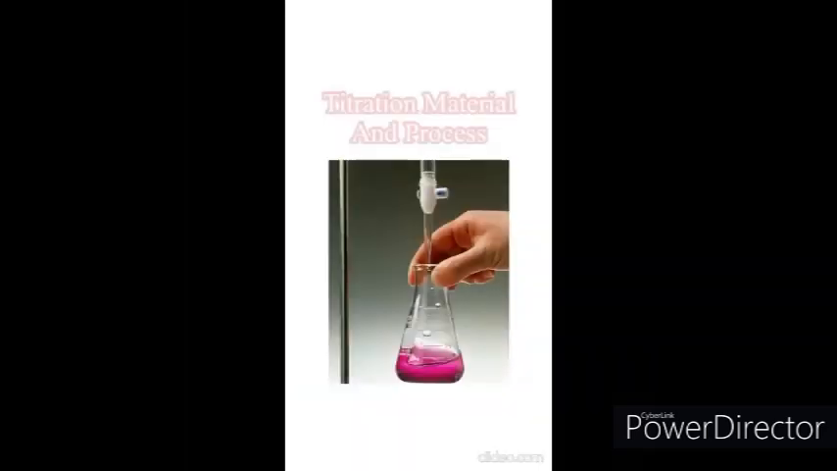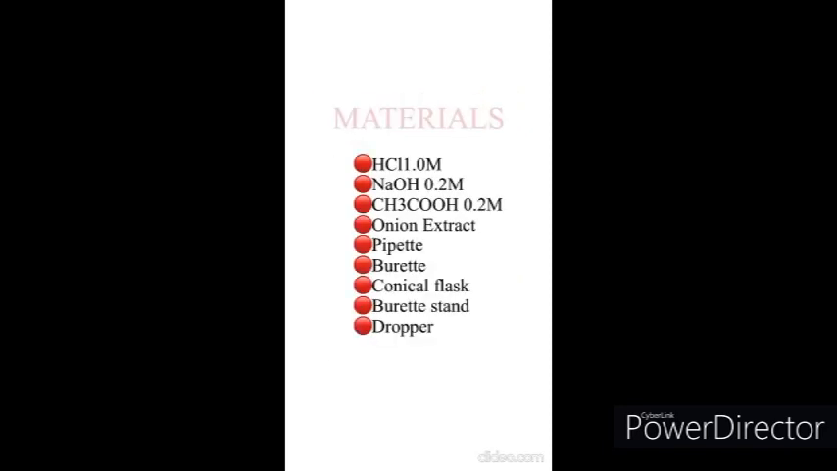So the onion extract is in a light pink color. This is the onion extract that is obtained from only 2 onions that can be used as a natural acid-base indicator. These are the titration materials and process. The materials used are HCl, NaOH, ascorbic acid, onion extract, pipette, burette, conical flask, burette stand and dropper.